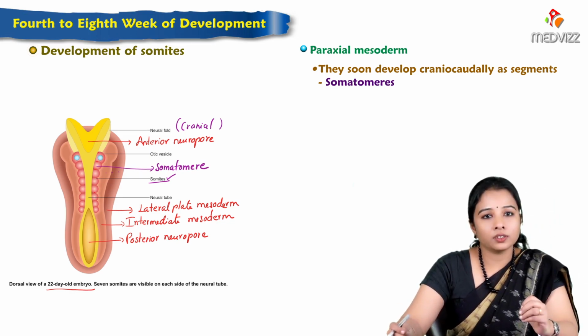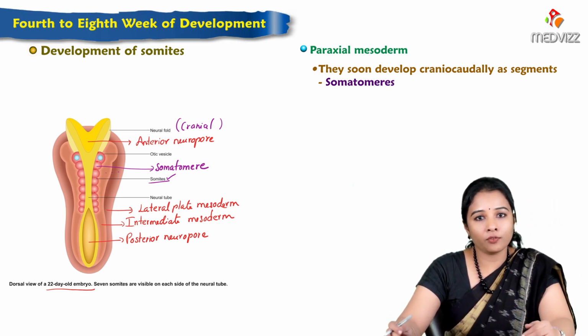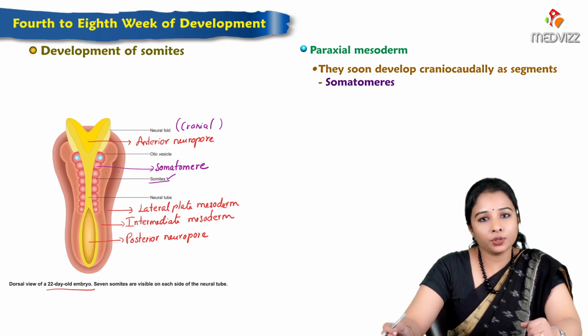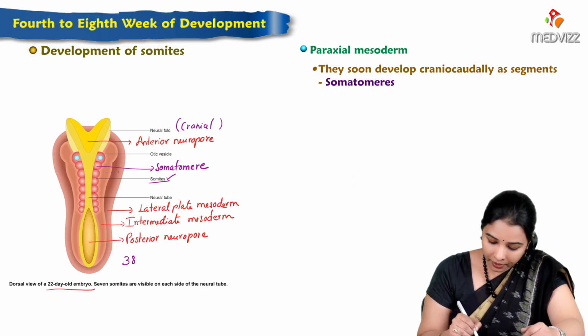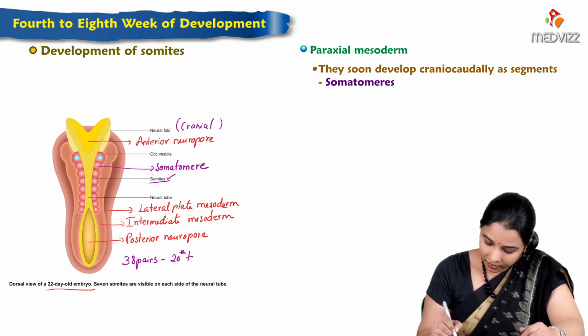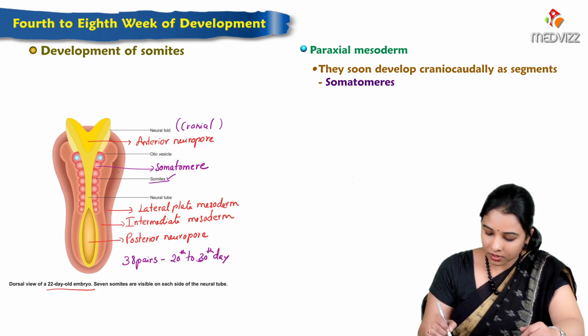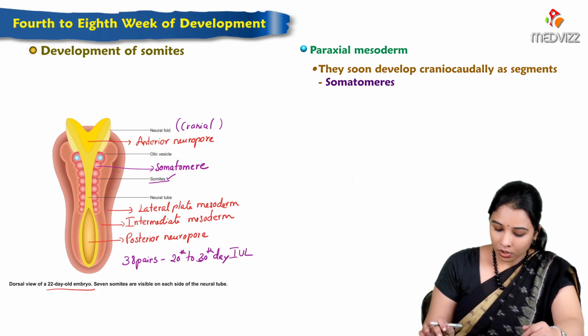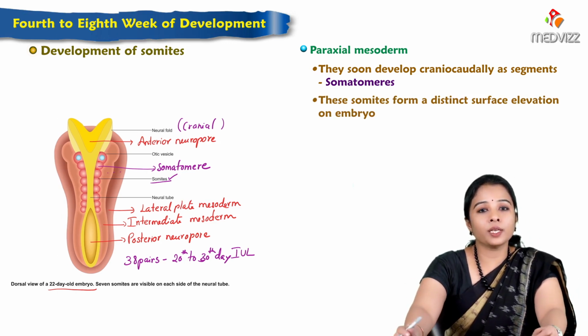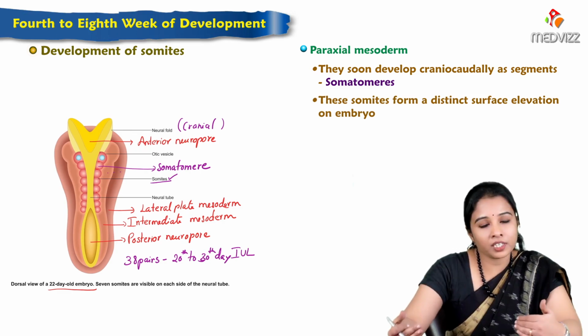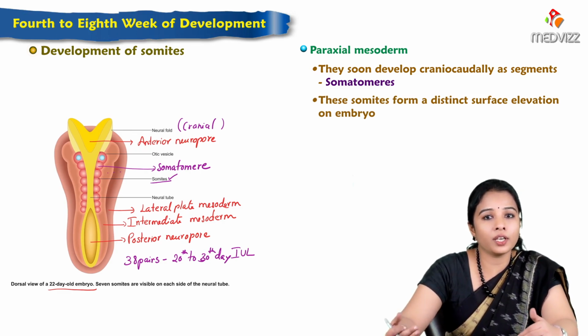Usually around 38 pairs of somites are formed during the 20th day to 30th day of gestation, or intrauterine life. So this pair of somites, that appearance, is very particular. By this, a clinician can guess the age of the embryo by seeing the number of somites which are formed.